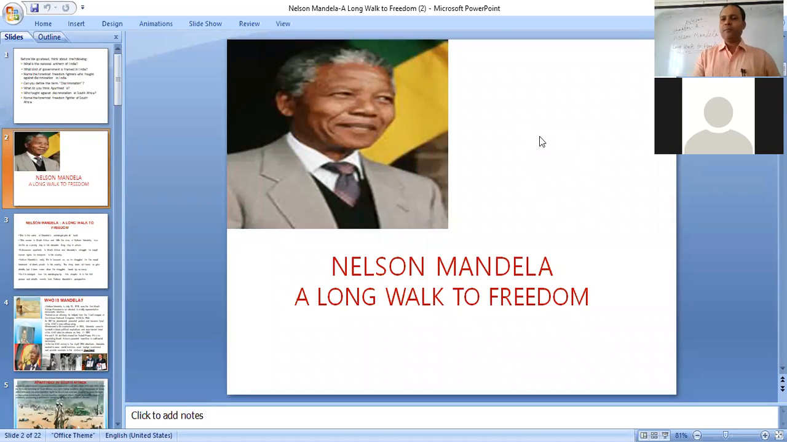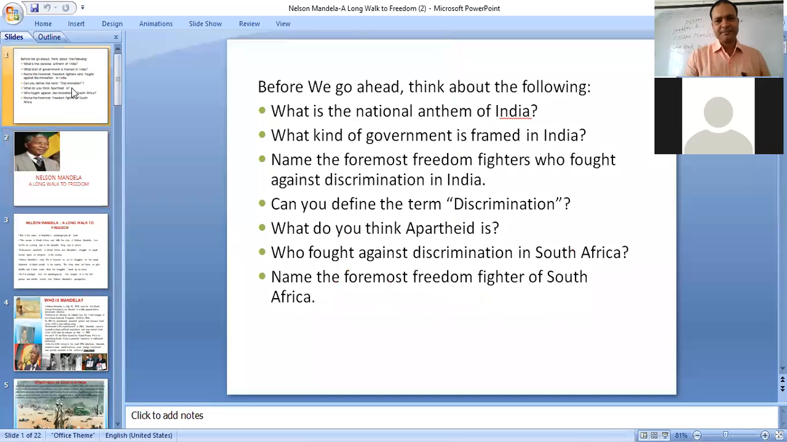It is the first slide of my PPT: Nelson Mandela, A Long Walk to Freedom. Your chapter number 2 of English literature, the main book, First Flight. Before starting the chapter, we have some pre-reading tasks. To know the answers to some questions is important for us. Some questions are written here on the board.